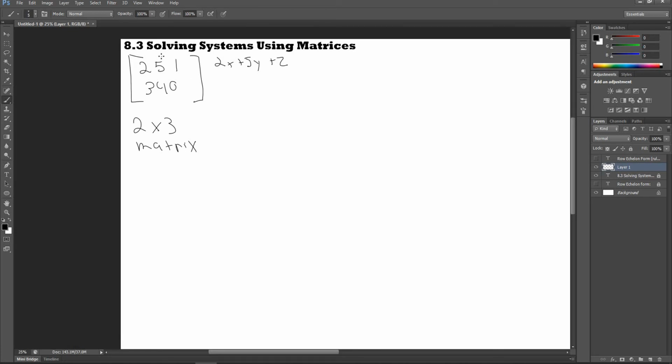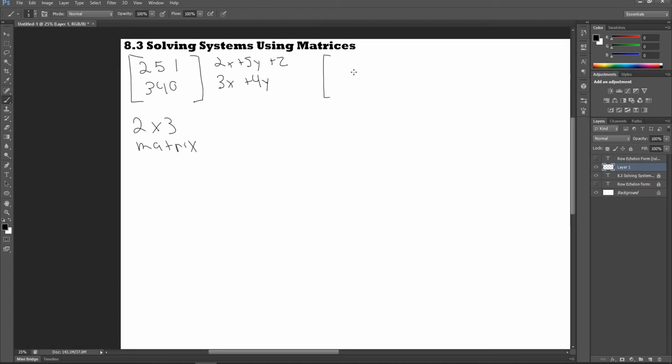Each column represents a variable. So column 1 is always x, column 2 is always y, column 3 is always z, by convention for when we work with matrices with 3 columns. So this is 3x plus 4y. If there is a 0, that simply means that the variable has a coefficient of 0, so it just doesn't show up.